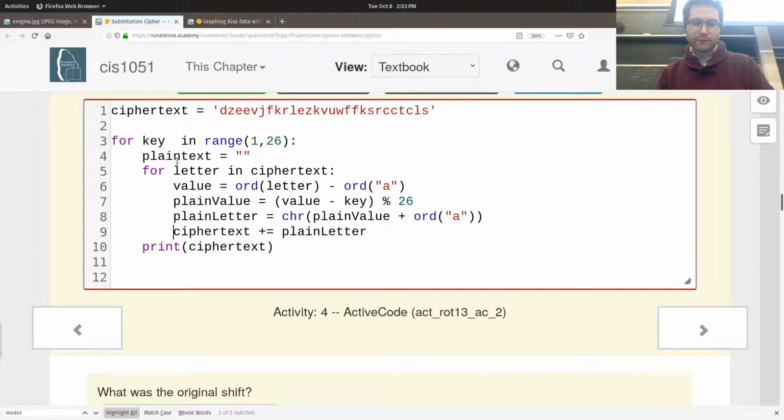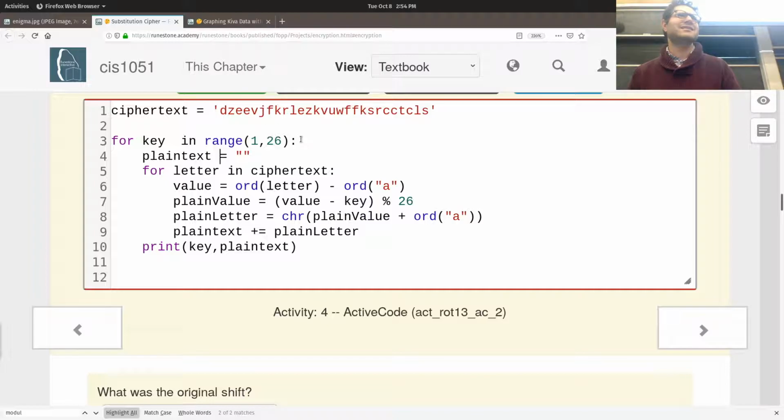Plain letter, plain text, and then what I'll do is print out plain text and the key. I'll print out whatever the key was and the plain text. The reason I have this nested for loop here is that I'm trying it for all the different keys. So first I'm going to try it for key 1. Then I'm going to try it for key 2. Then key 3. Then key 4. Then key 5. Then key 6.